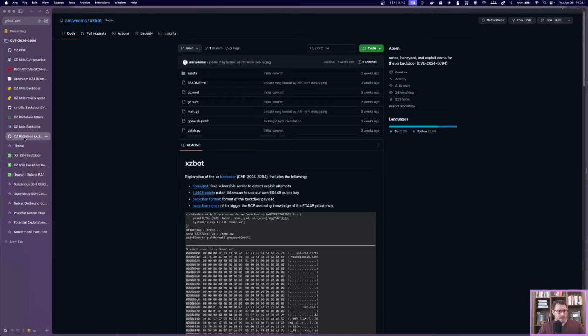Once the XZ backdoor came out, there were things like XZBot that came out, tools that allowed researchers to utilize that backdoor for research purposes and testing. It provided lots of different functionality, but the one that helped you use the backdoor was that you could patch the liblzma file to utilize your own ED448 public key. This allowed you to then access that SSH backdoor.